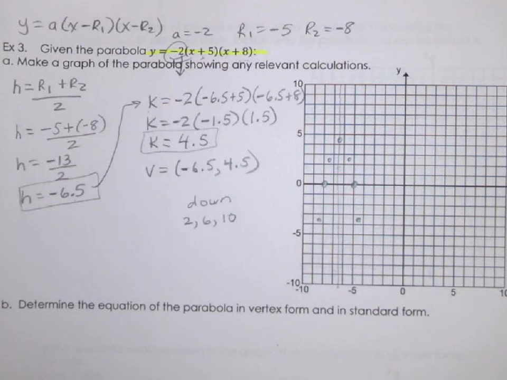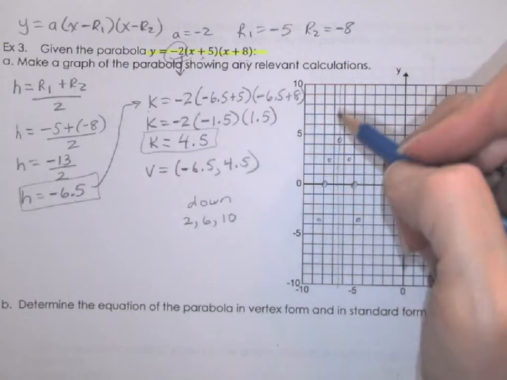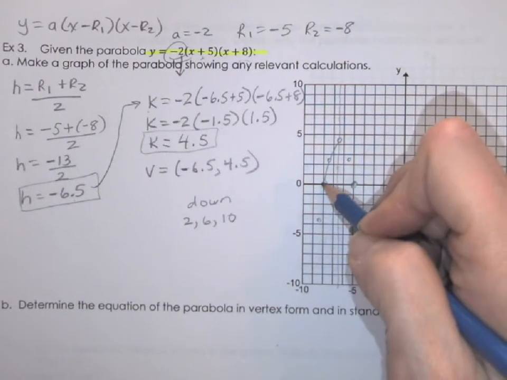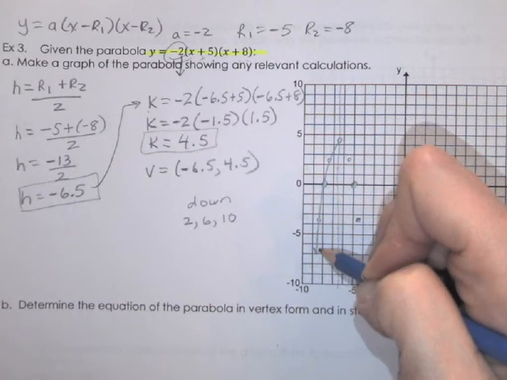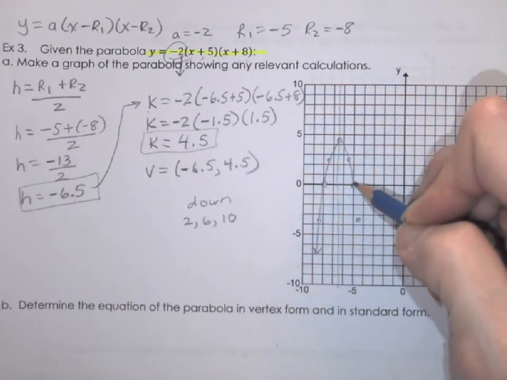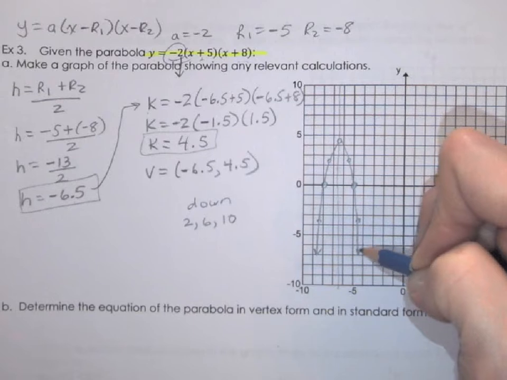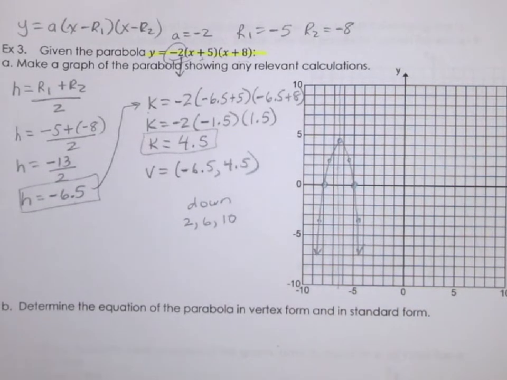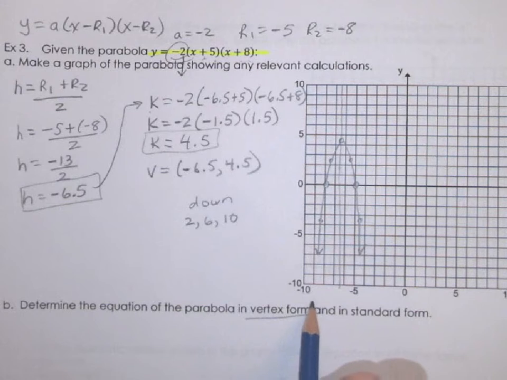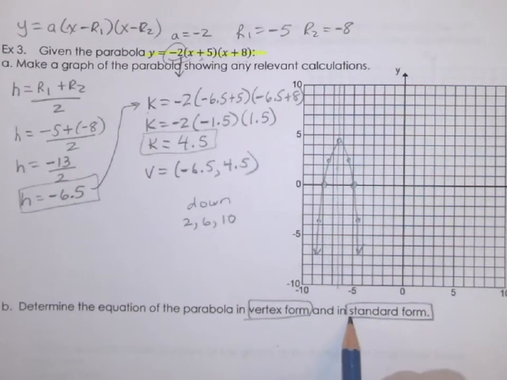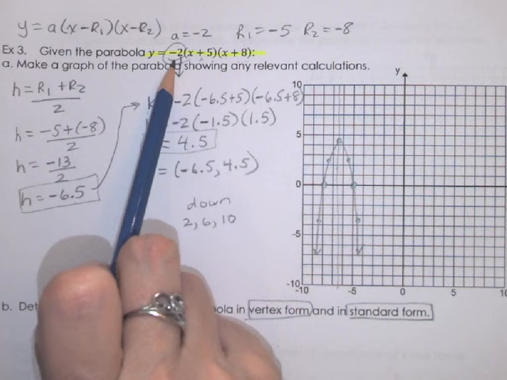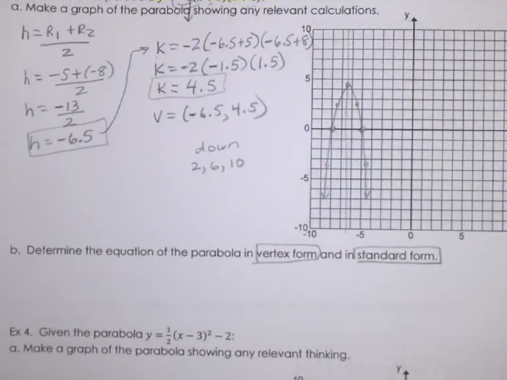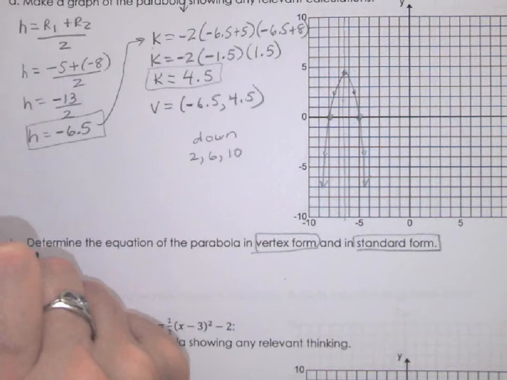And then our next step would be over 1, down 10, but you can tell that that's not going to fit onto our graph. So once you've got those points, you want to join them with a smooth curve, and they should look like they go through the x-intercepts when you sketch your graph, and they do. Okay, so first part of the question was to make a graph of the parabola showing any relevant calculations, so we did that. Part B, determine the equation of the parabola in vertex form and in standard form. Okay, so they gave us the equation in intercept form. Now we have to find out the other two forms. So we'll start off with vertex form.